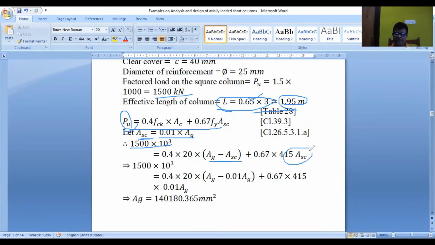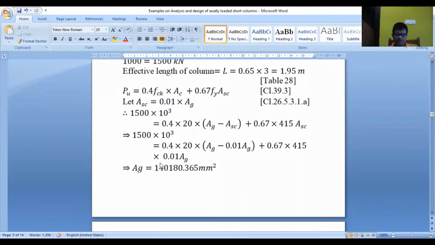Here it is ASC, and the gross area we have to find out. So ASC is taken as 0.01 AG. Put the value in this formula. Now the entire formula becomes AG, and you can find the AG value. So this formula contains both the area of the steel and the gross area. By assuming this steel area is equal to 1% of gross area, we can convert the entire equation into a single unknown value, that is the gross area. So from the gross area you can find out this value.